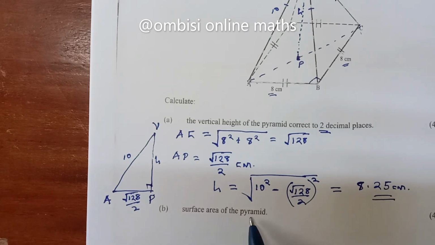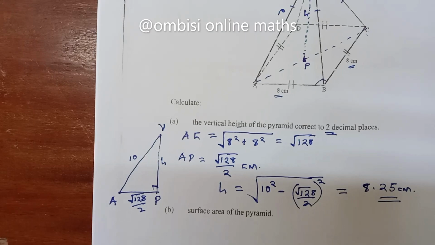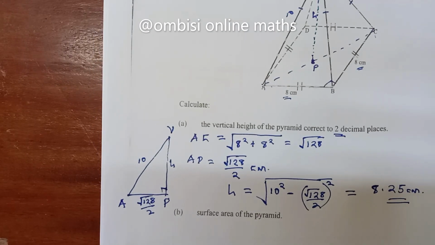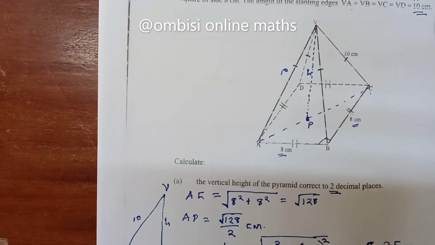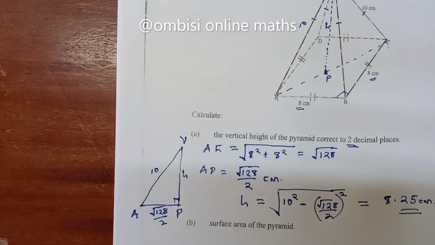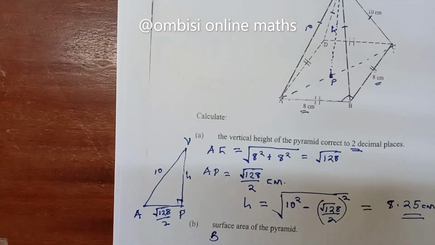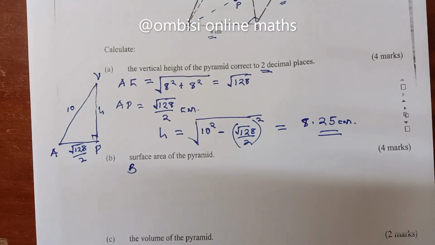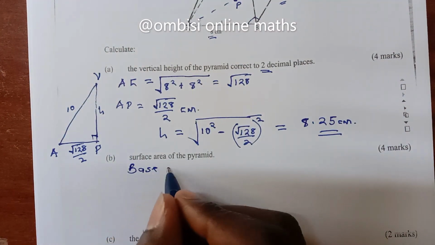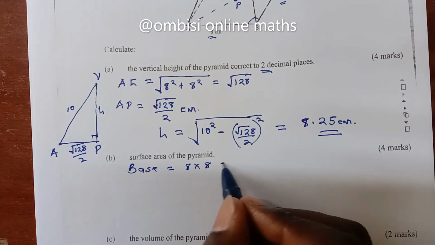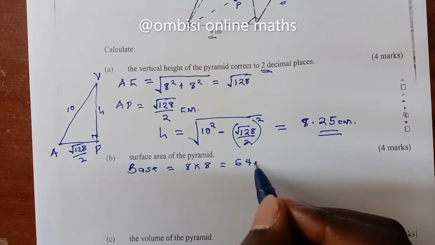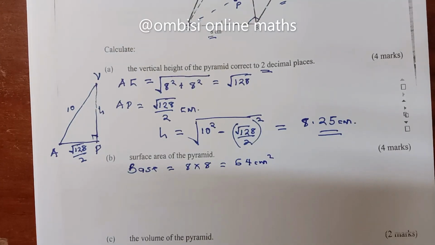Next, it requires the surface area of the pyramid. Now, this pyramid of ours has slant faces that are equal, and then it has the base. So we are first of all going to look for the area of the base. Now the base is basically a square, so it's going to be 8 times 8, and this one gives us 64 square centimeters.